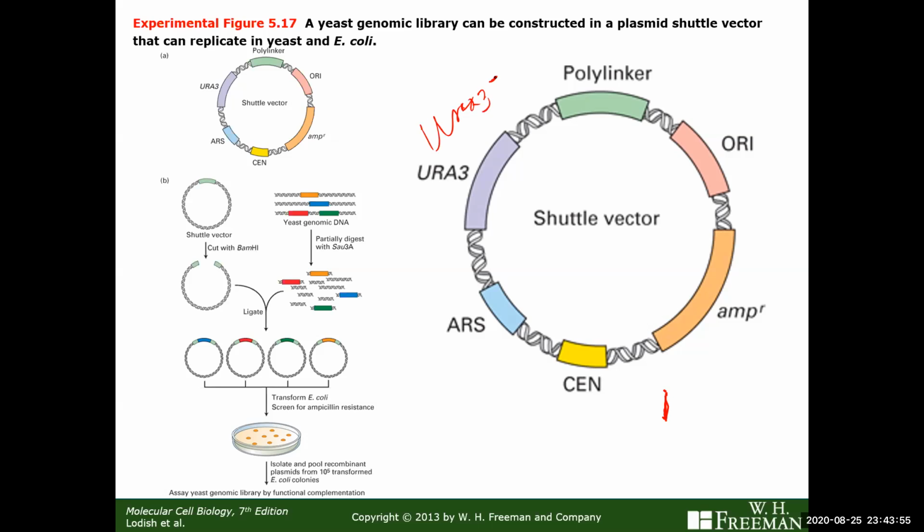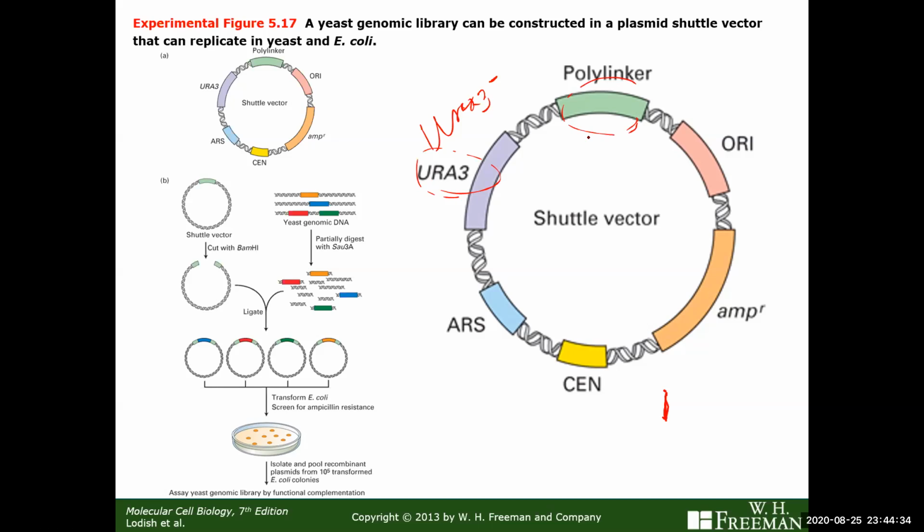So the host yeast cell will be mutated so that it cannot produce a functional URA3 gene, and that functionality will come from the plasmid. And therefore, only the yeast cells bearing the plasmid will be able to grow in a medium that does not have uracil supplied. Okay, so this is what is referred to as a shuttle vector, and then of course you have the polylinker sequence, that is your multiple cloning site, where a piece of the genomic DNA is integrated.